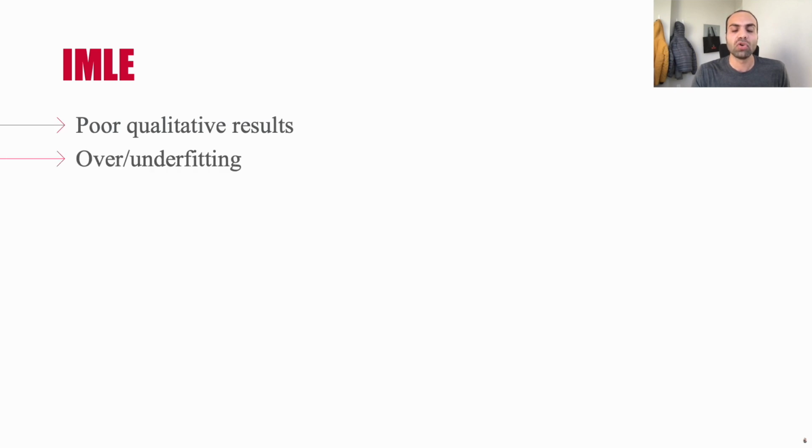Despite mode coverage guarantees, IMLE produces lower quality images compared to those of GAN. We attribute this issue to overfitting and underfitting. This is caused because IMLE treats all data points equally by adjusting the nearest neighbors for a fixed number of iterations, without considering their varying difficulties.